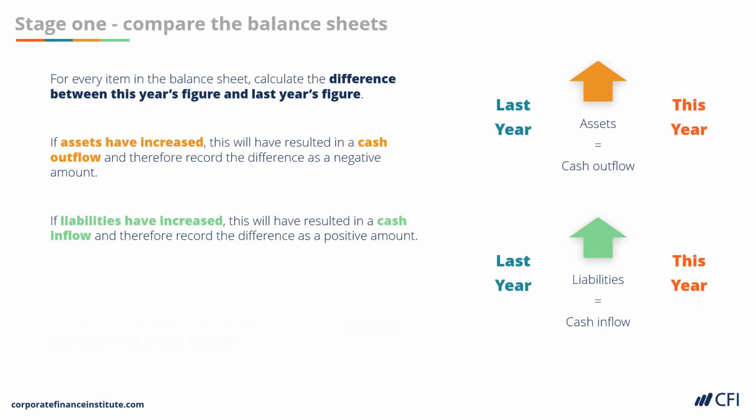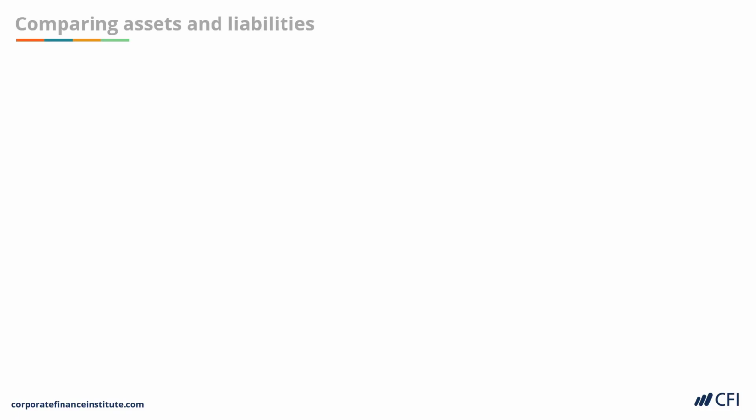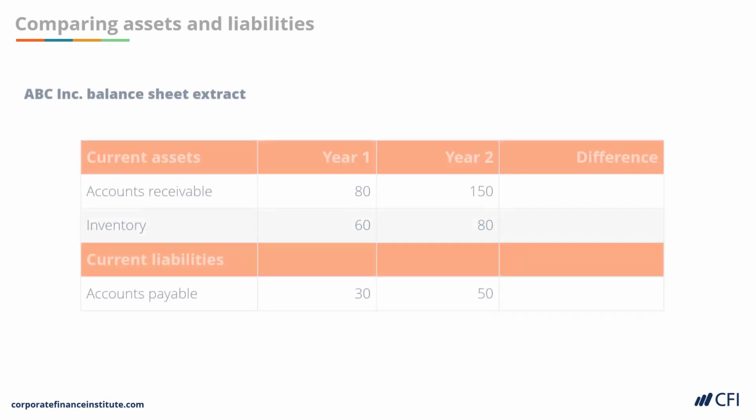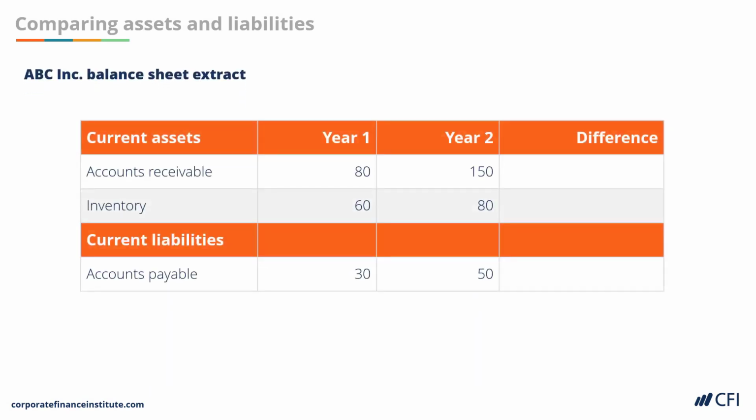By adding up the total of all differences for each account on the asset side and the liabilities side of the balance sheet, we can get the total increase or decrease in cash. Now, let's see how this works in practice. Here are extracts from ABC's balance sheet. Accounts receivable have increased from 80 to 150. The difference of 70 will be recorded as a cash outflow.